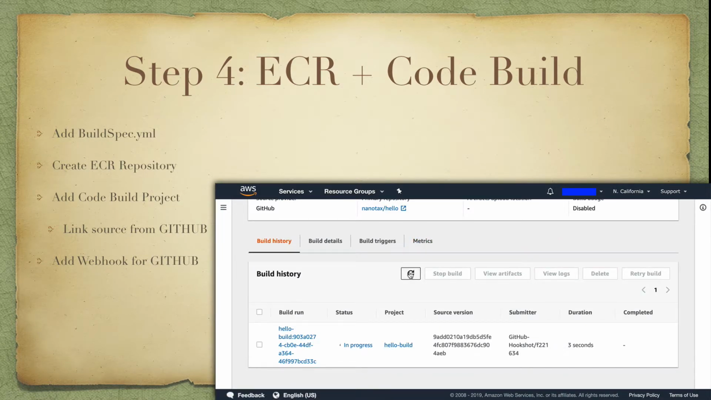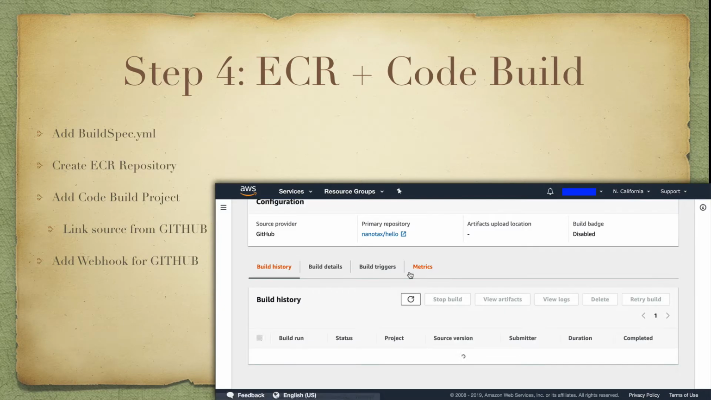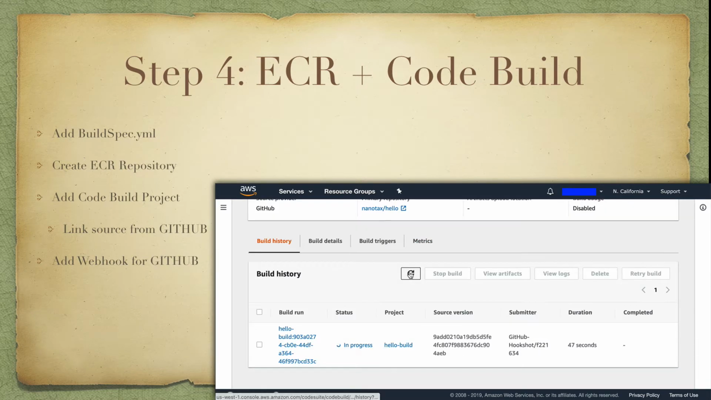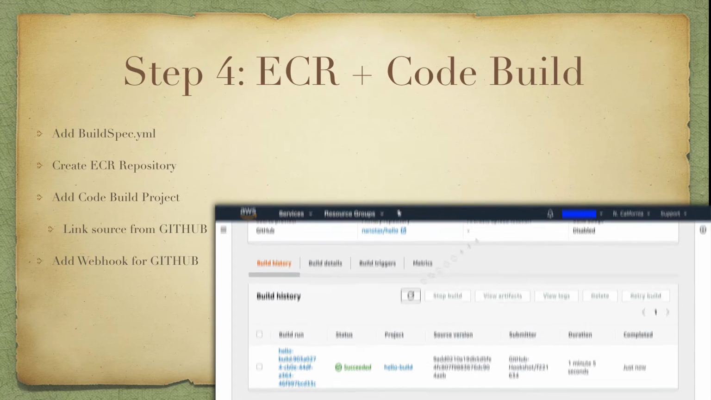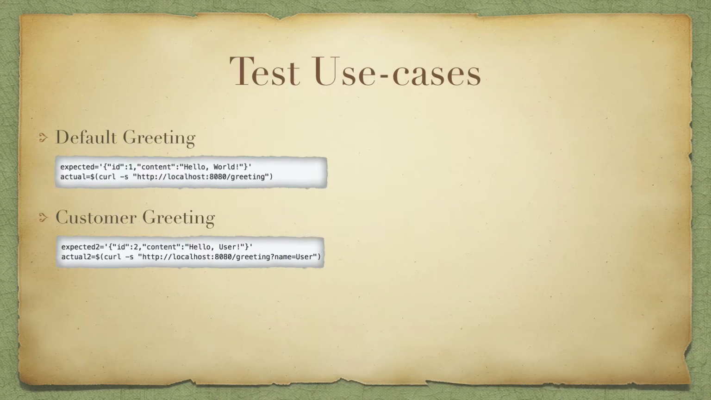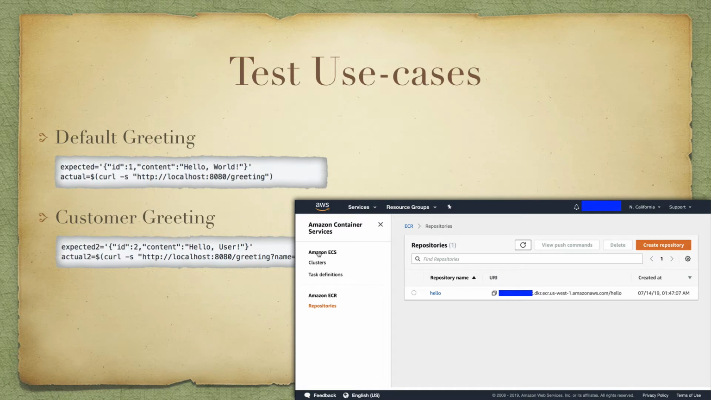Observe that the submitter is GitHub hookshot, and the status is in progress. I am going to fast forward to the end. Finally, you can see that our build has succeeded. This is all great, but does the service still work? How can we do a simple test, as we did in Nano Skill 1 before? AWS provides a quick way to test it out. But first, we are going to jump back into the Elastic Container Repository and copy the Hello repository.